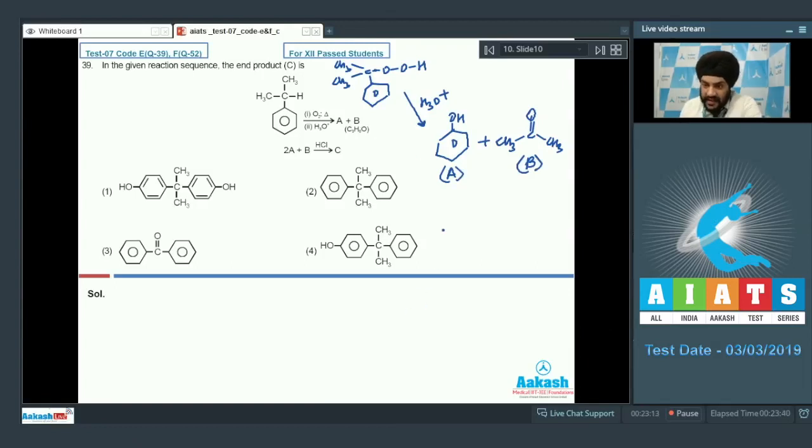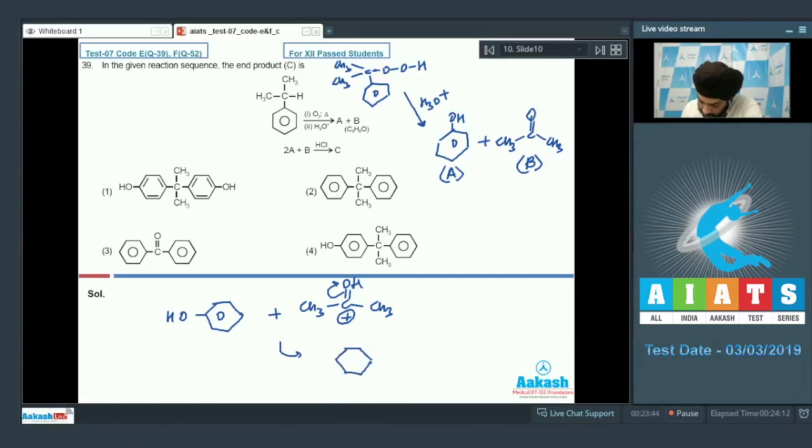Now, the examiner seems to be interested in the reaction of phenol with acetone in presence of HCl. So, if you talk about the reaction of phenol with acetone, the acetone will accept the H plus from HCl, leading to the formation of a carbocation at the secondary position, which will get attached to the phenol at the para position. So the first equivalent will be added in this fashion.